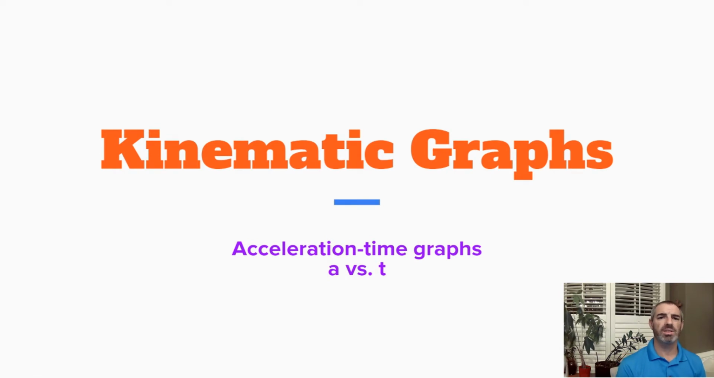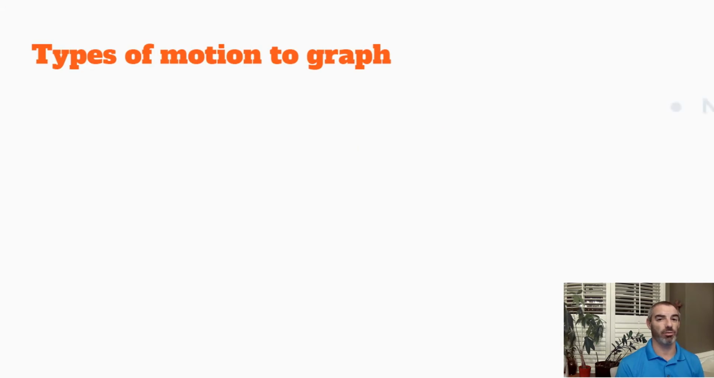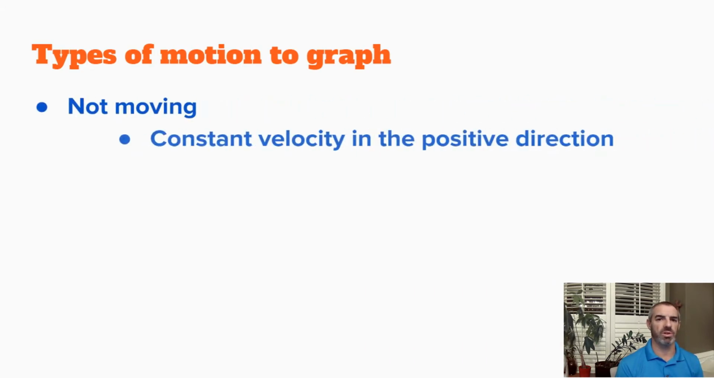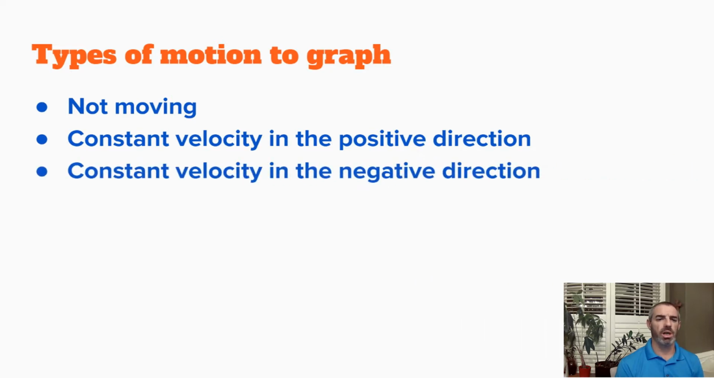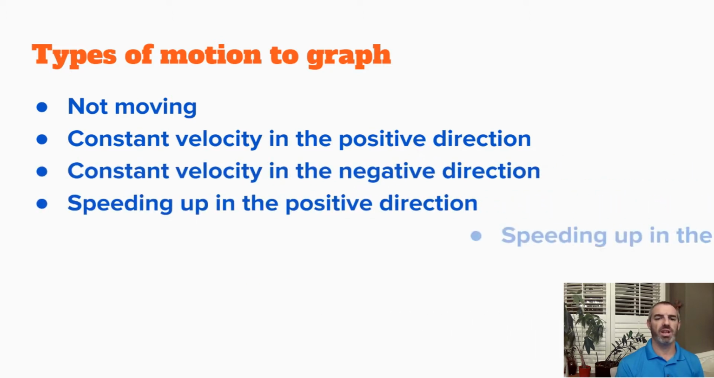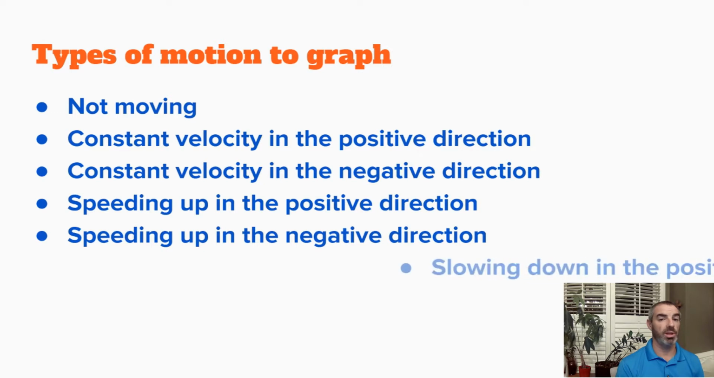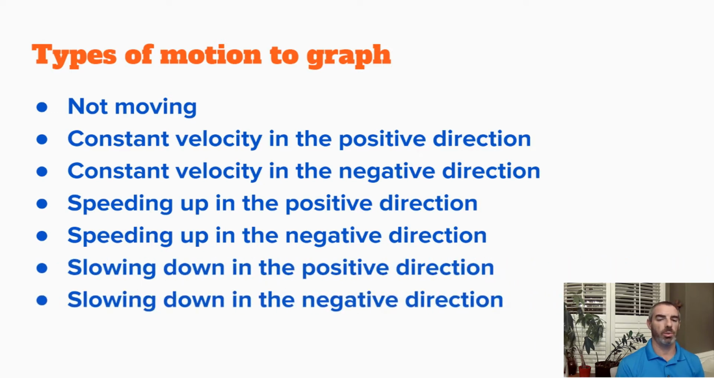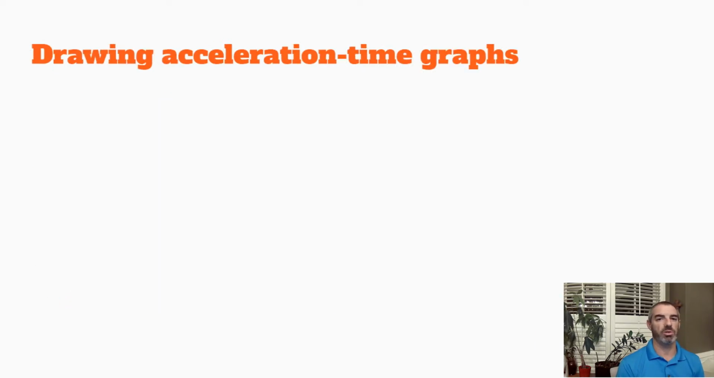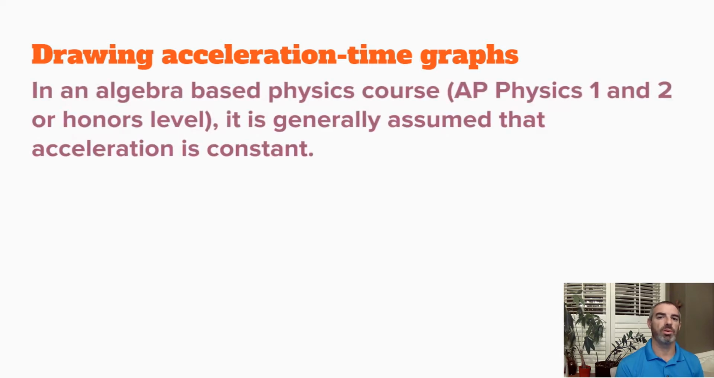So determining acceleration time graphs is not only important for sketching the graphs, but it's important for determining the sign on acceleration, especially when we get into forces. So let's recap the motion again. Not moving, constant velocity in the negative and positive direction, speeding up in the negative and positive direction, and slowing down in the negative and positive direction. So there's 7 types of motion as we've talked about in the previous 2 videos.